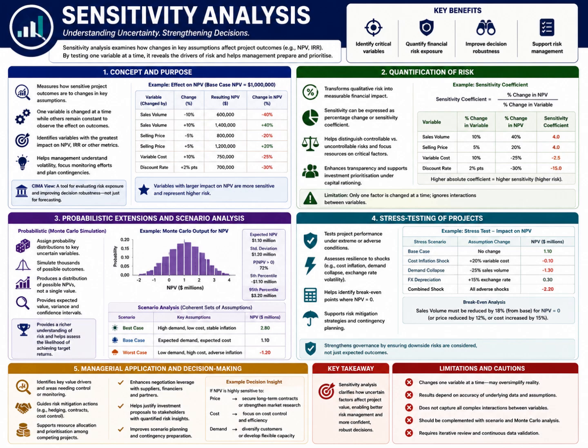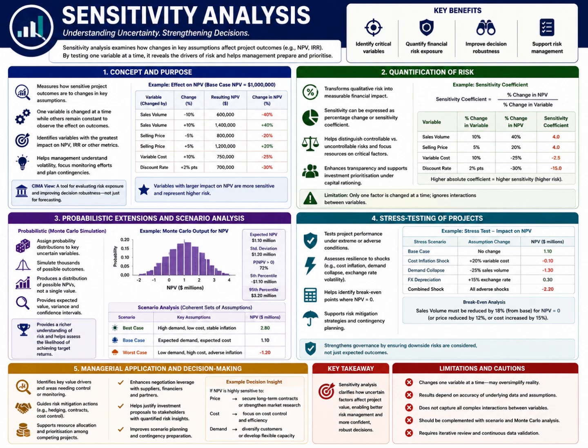CIMA emphasizes that sensitivity analysis is not merely a forecasting technique but a means of evaluating risk exposure and improving decision robustness. By quantifying uncertainty around key drivers, organizations can better prepare contingency plans and prioritize risk management efforts.